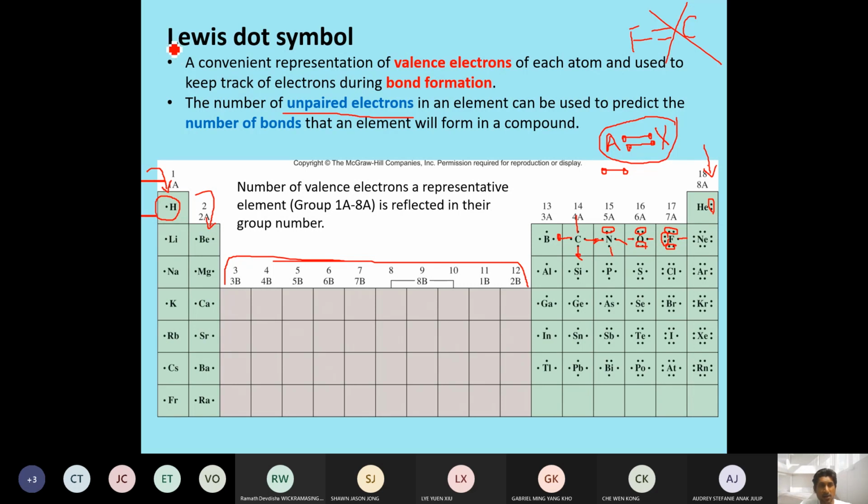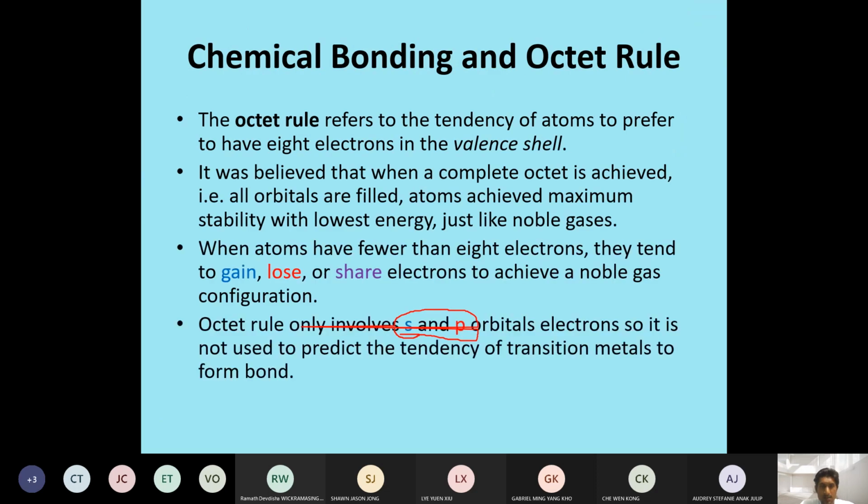And that is why only one type of theory in chemistry does not work for all. So the octet rule only involves s and p orbitals, right? It's not everything.